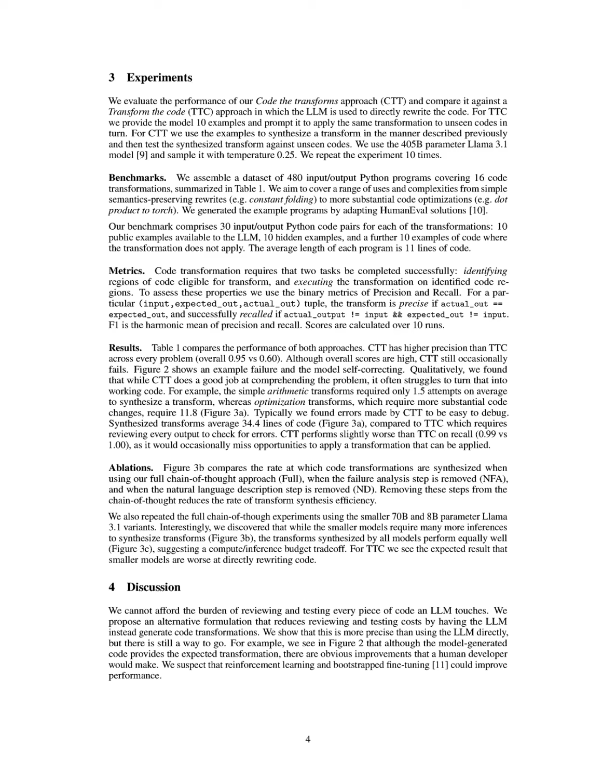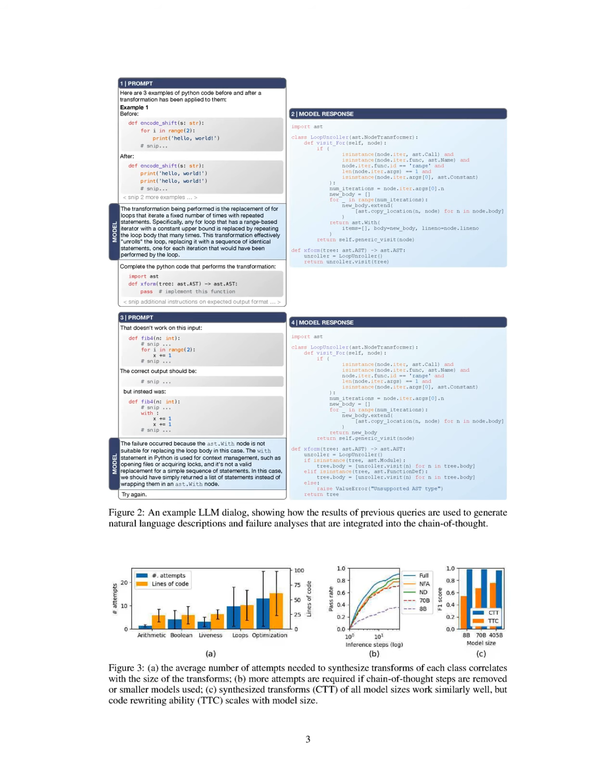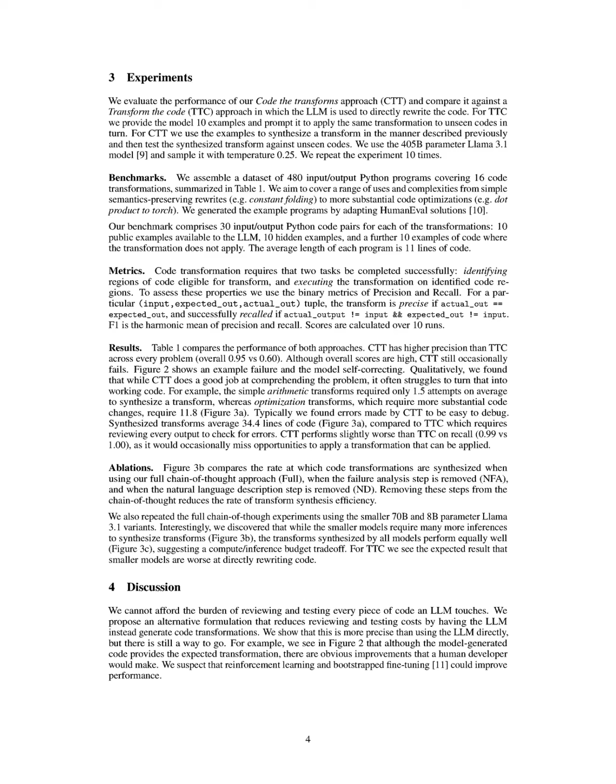The results indicate that CTT excels in understanding and synthesizing transformations from input-output examples, but it struggles with executing those transformations into working code, particularly for more complex optimizations. The average number of attempts required for CTT to synthesize a transform was 1.5 for simple arithmetic transformations and 11.8 for optimization transformations, highlighting the challenges faced in more substantial code changes. Overall, while CTT demonstrates improved precision, the insights suggest that further refinements, possibly through reinforcement learning, could enhance its performance and reduce the gap in recall.